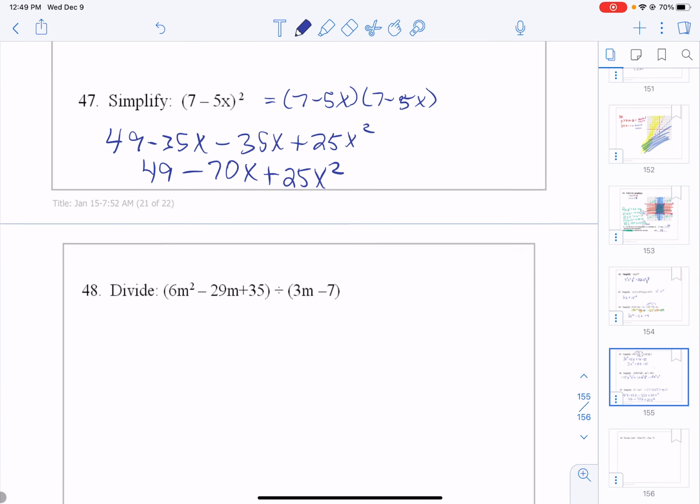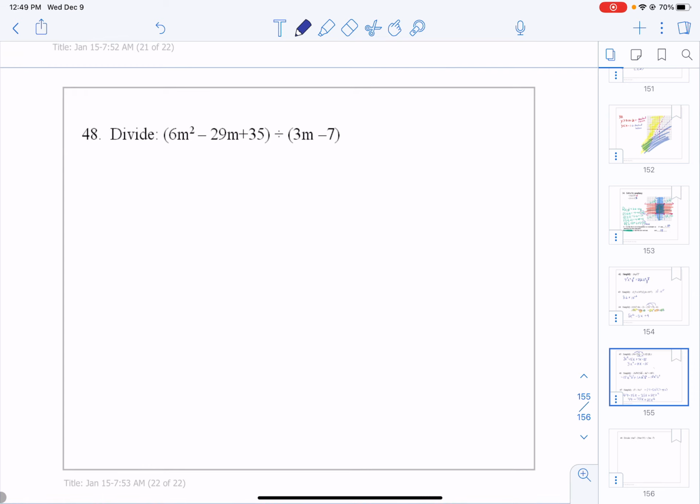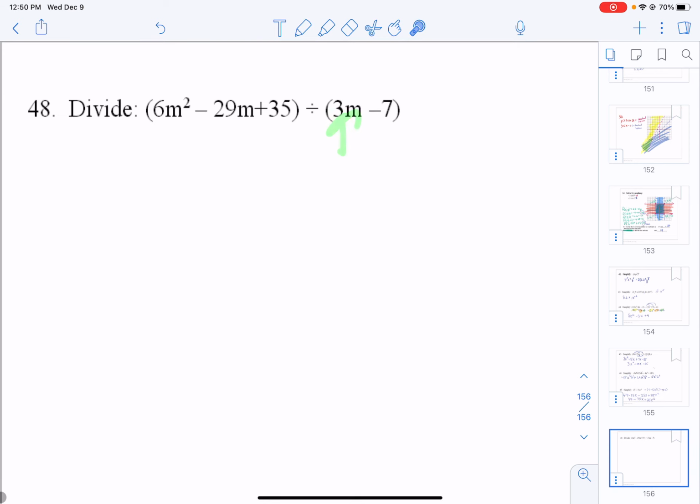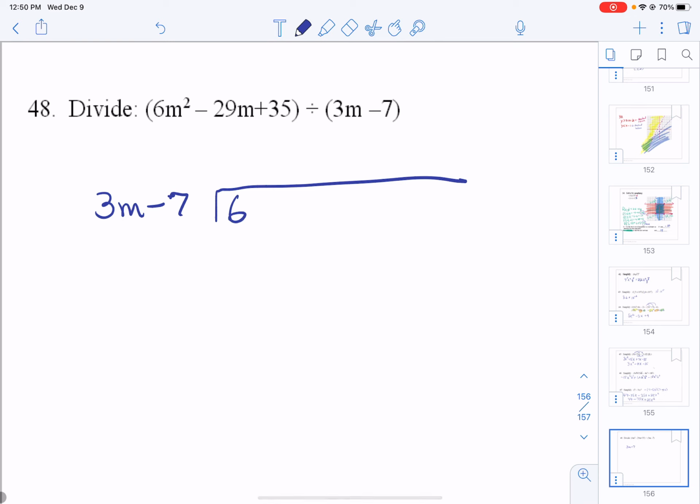Now let's take a look at 48. It's our last problem of our review. Let's talk about division. To divide polynomials when there are 2 terms like this, because this isn't a 1, we can't use synthetic, we have to use long division. So let's put our 3m minus 7 on the outside, our 6m squared minus 29m plus 35 on the inside. Now be very careful when you're doing division. If there wasn't an m term here, we would have to account for the m term and put a 0. But we had a squared, we have an m, we have a number, we're good to go.